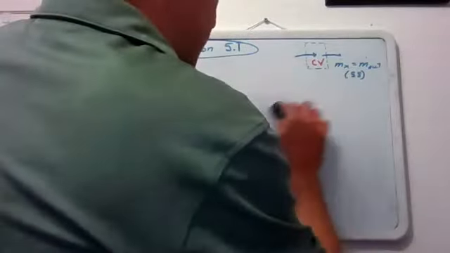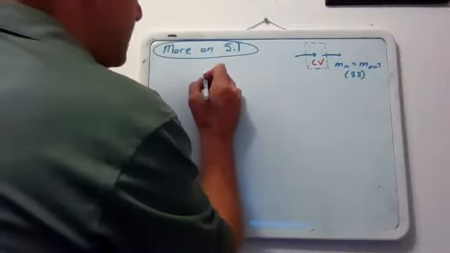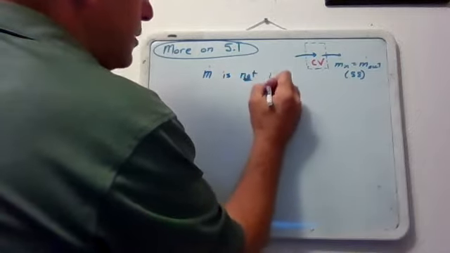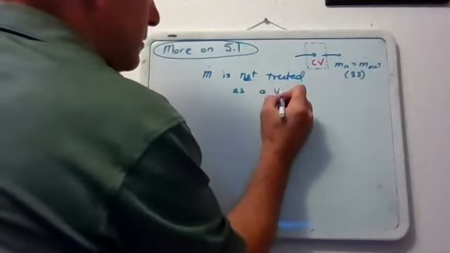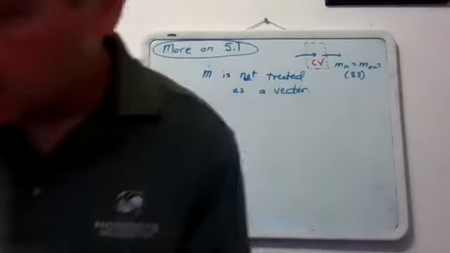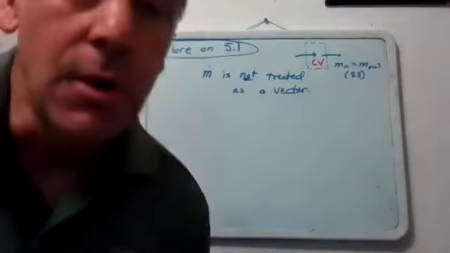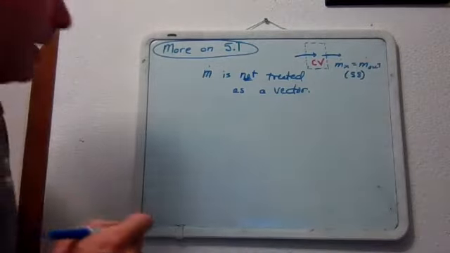Briefly on section 5.1, finishing it off for today, I want you to be aware that in this analysis, m dot is not treated as a vector. A vector has magnitude and direction, and we're treating it as a scalar. We're just worried about the quantity. We're not saying whether it has a direction or not, and that's a really important idea. So let me give you a couple examples to think about that.